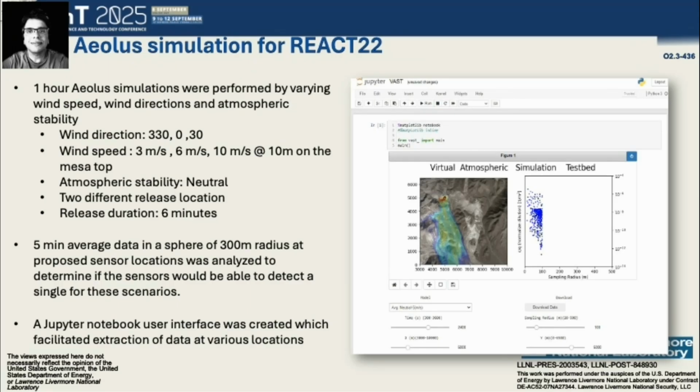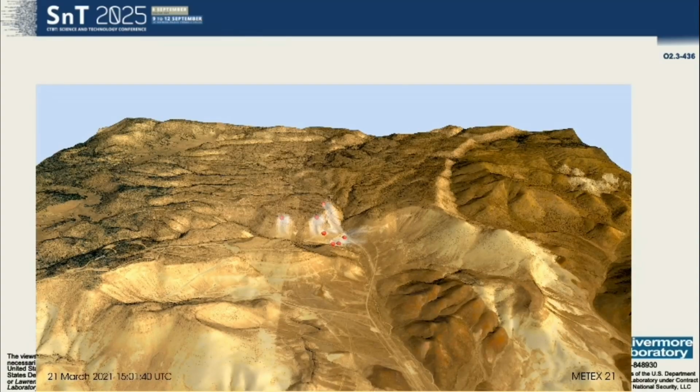So for that, we made a vast tool. It's called Atmospheric Simulation Testbed, and where we ran Aeolus multiple times. You can see for different wind direction, different wind speeds, different stability, different release location, different release duration, and all this data was produced and kept in this Jupyter notebook format, where the experimentalist, they were able to access this data, and that helped them design their experiment. So where should they keep the instruments or the sensors, right? And once this was done, the experiment happened.